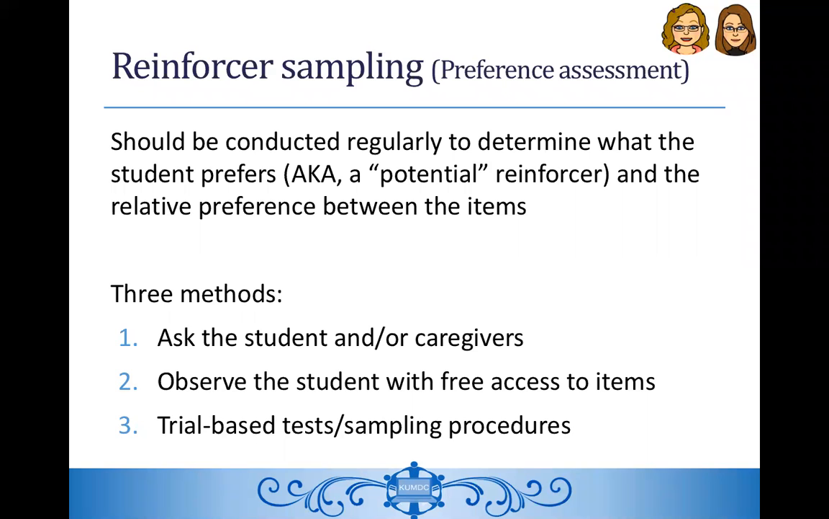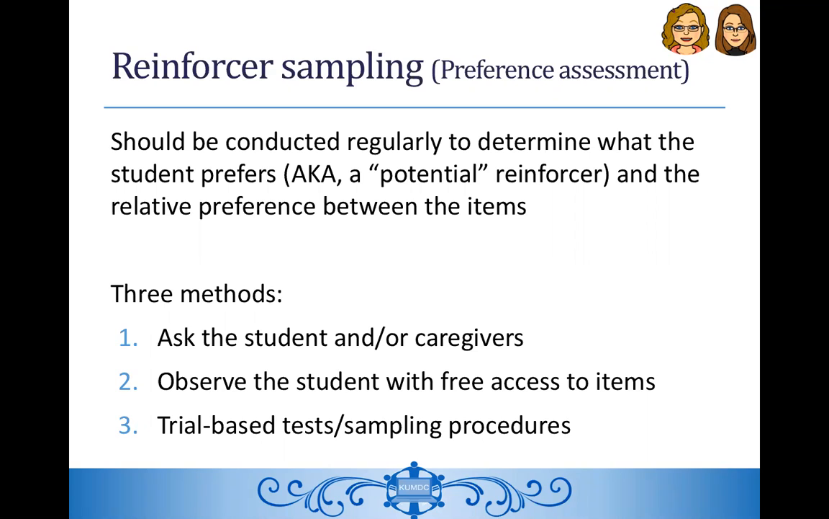So we have three methods: ask the student or caregivers. Asking the student, we have to be sure that the student can indicate a preference. So if a student's not able to indicate a preference, it may be appropriate just to go directly to their caregivers or their teachers or their parents. You can use open-ended questions or a choice format. Do you like this or that? You can rank the options. And then there are a lot of published surveys online that you can find for free.